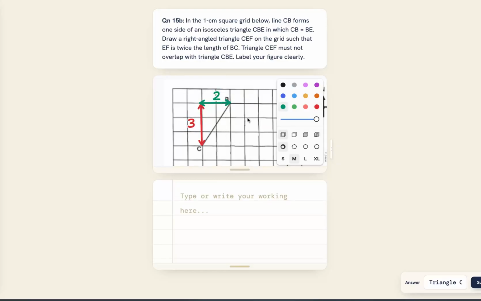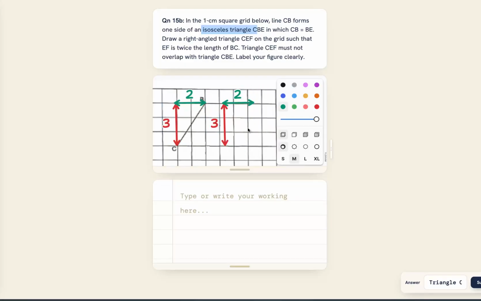So in order for us to get the same length, because we want to create the isosceles triangle CBE, and CB is equal to BE, that means we need to do the same as what we've seen over here. So we need to have the base of 2, and then we need to get the height of 3. So that means the line CB is equal to this part over here. So that means CB, and this will be E. Therefore, this is the triangle. That's what you see over here.